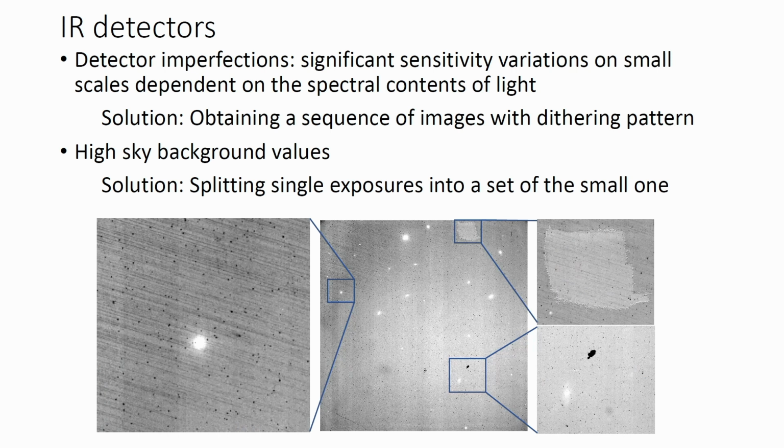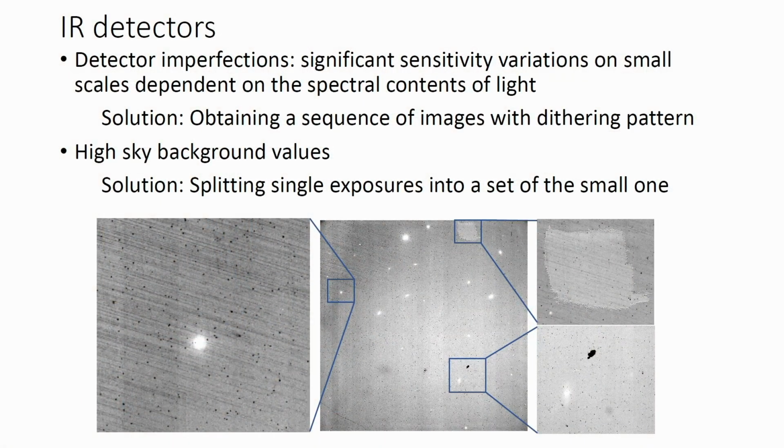And first of all, let's talk about the main differences between obtaining images in optical bands and infrared bands. The main problem is that infrared detectors have a lot of imperfections and there are significant variations of sensitivity on small time scales, and also sensitivity depends highly on the spectral content of light. The other problem comes from the high night sky background level, so you get very close to the saturation level even with 20 seconds of exposure time.